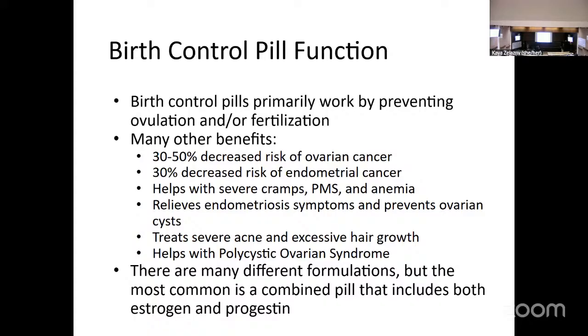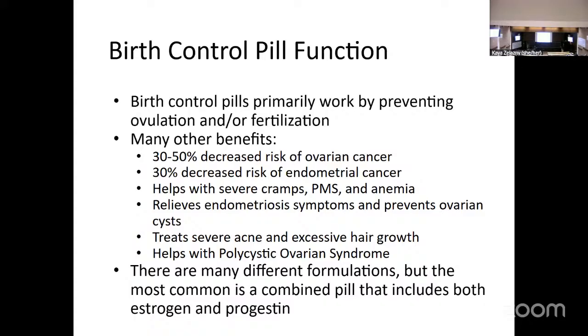Because of the changes that we see to hormonal cycling with the birth control pill, this can also help with cramping, can help with PMS or premenstrual syndrome, can help with anemia because there's blood loss happening during a menstrual cycle, and the birth control pill can limit that. It can relieve symptoms of endometriosis and prevent some ovarian cysts. It can treat acne, it can treat excessive hair growth, and it can help with polycystic ovarian syndrome as well.